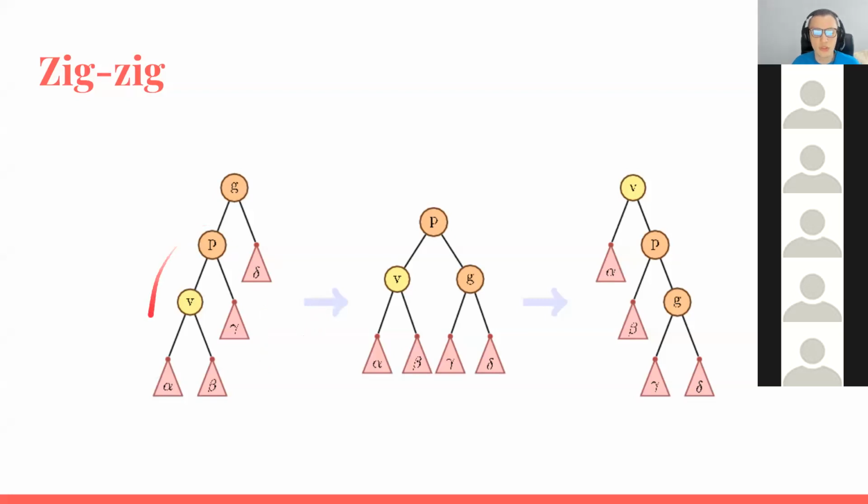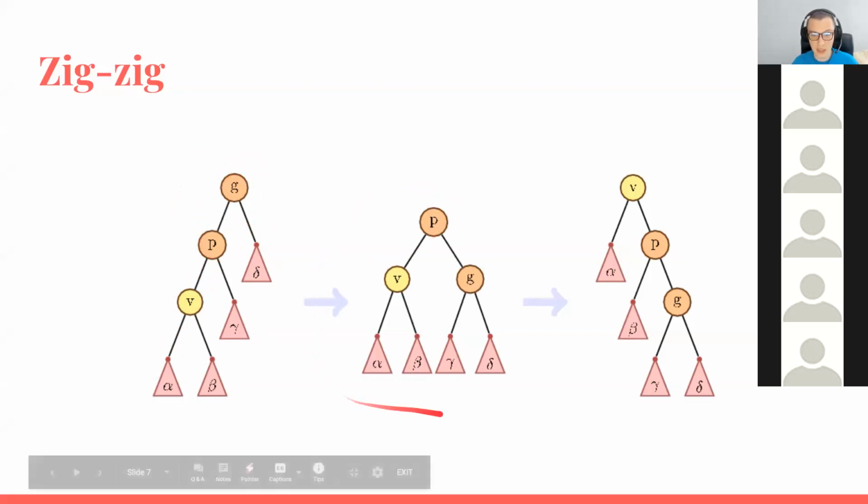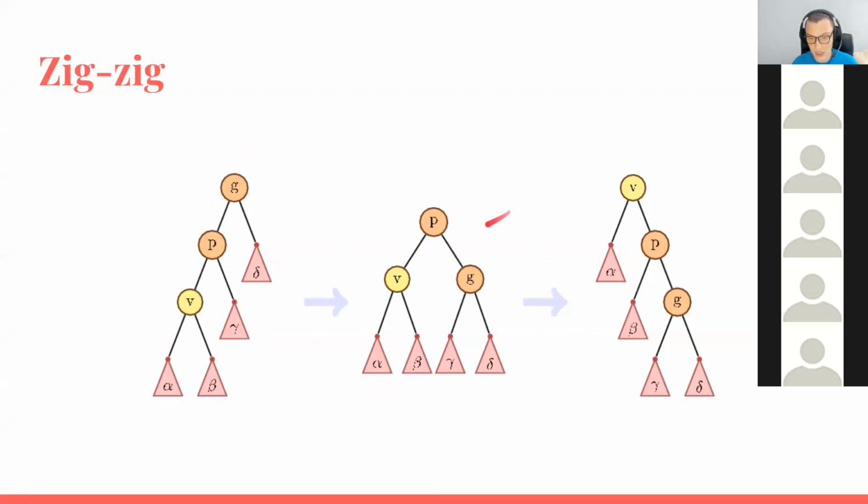So we may want to push not only one level, but two levels. Like if we have some vertex v that we want to rotate, and we have vertex p, which is its parent, and vertex g, which is its grandparent. So it's better to rotate them in such a way. First, we rotate p and g, and we will get such a tree. And then we rotate v and p, and we will get such a tree.